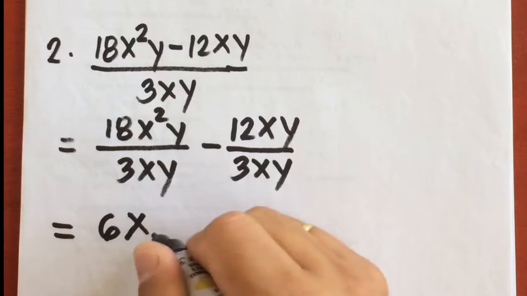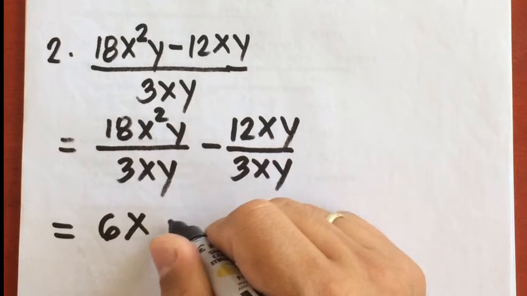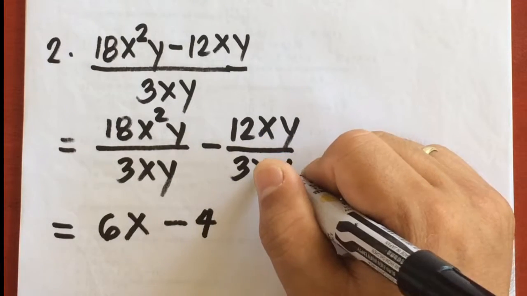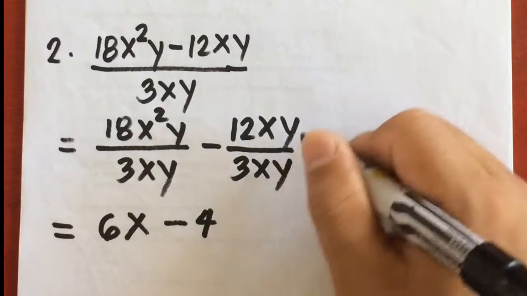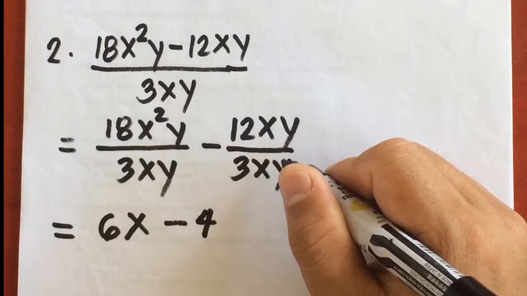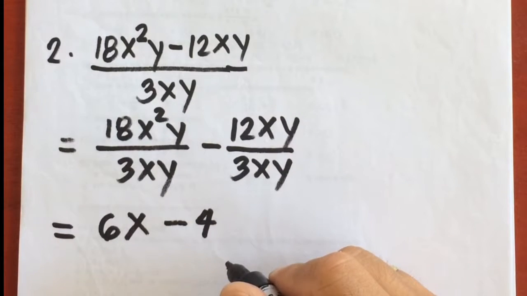So your answer here will be 6x. Then 12 divided by 3 is 4. So this will become negative 4. Then x divided by x is 1, so times 1 is simply 4. Then y over y is also 1. So your answer here will be 6x minus 4.